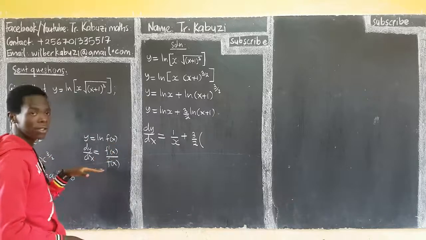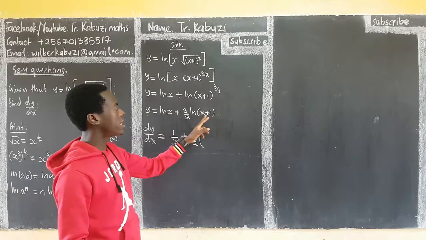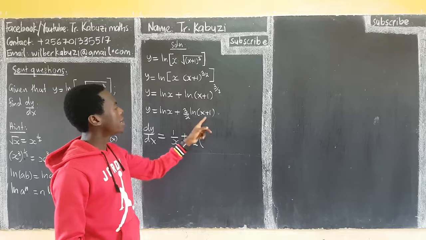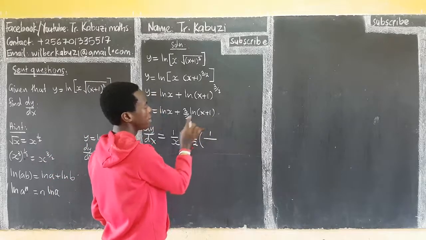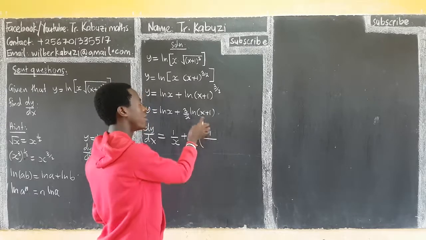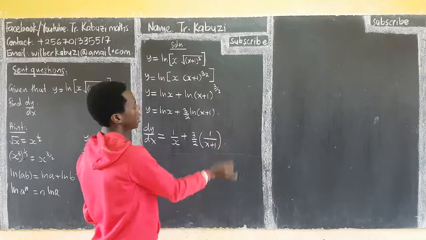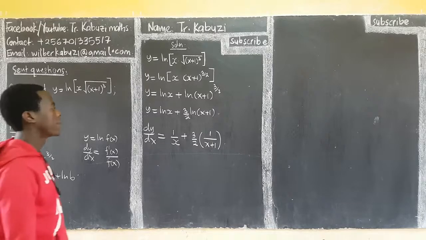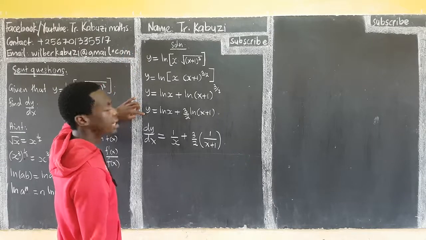So this is how I differentiate natural logarithm. This 3 over 2 is a constant multiplying the natural log. When I differentiate x plus 1, when I differentiate x, we get 1. When I differentiate 1, we get 0. Then over the original function, which is x plus 1. So from there, what you are left with is just to simplify. From here, you can come to this step.